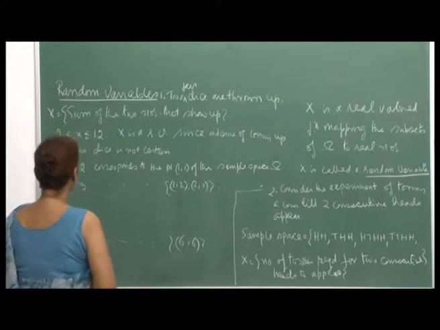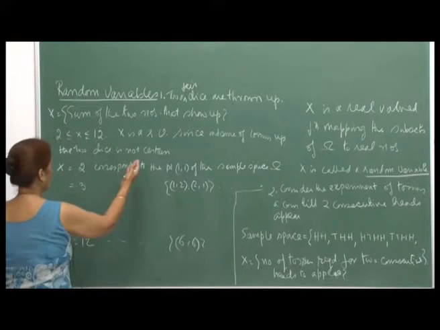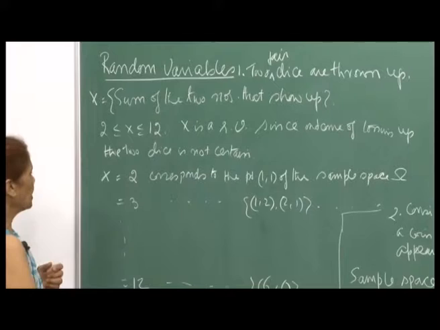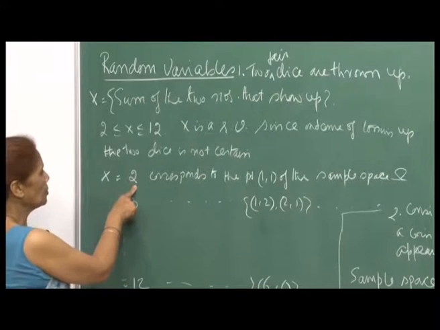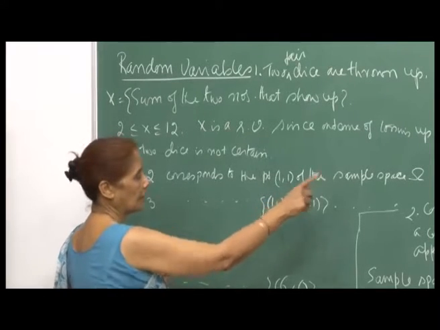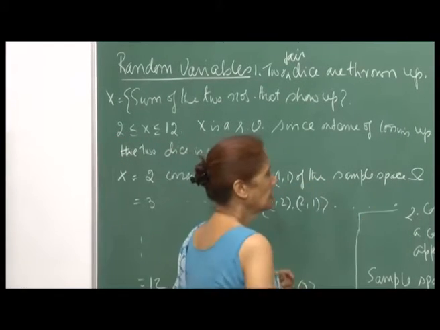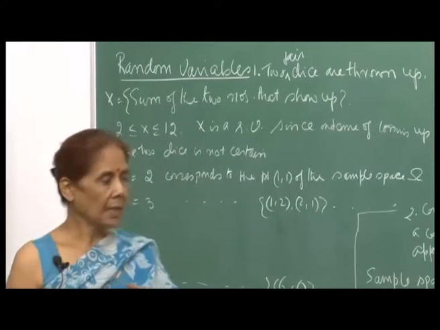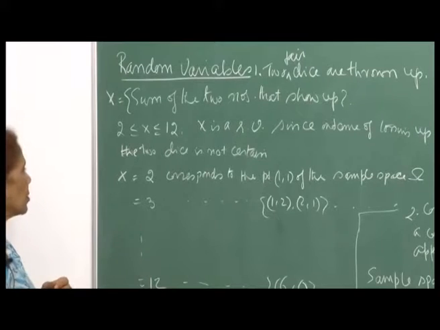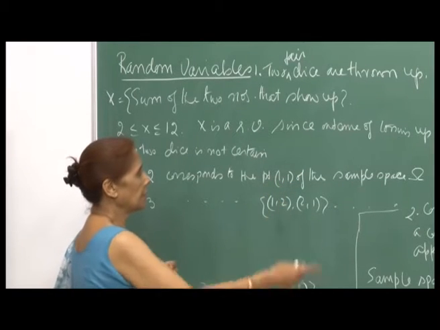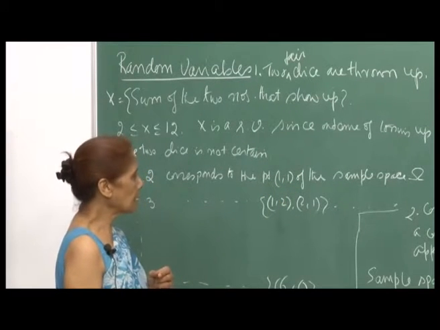Now, before I start calling it a random variable, I should explain more. When x is equal to 2, it corresponds to the point 1 comma 1 of the sample space. Earlier in my lecture, when I introduced the concept of sample spaces, I showed you that omega, the sample space, will contain 36 pairs of such points i, j, where i varies from 1 to 6 and j varies from 1 to 6.